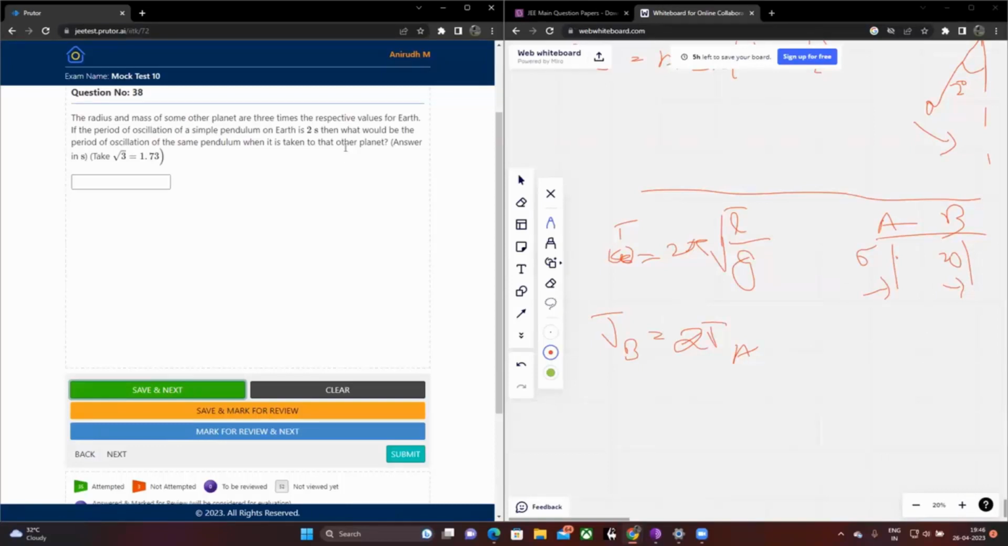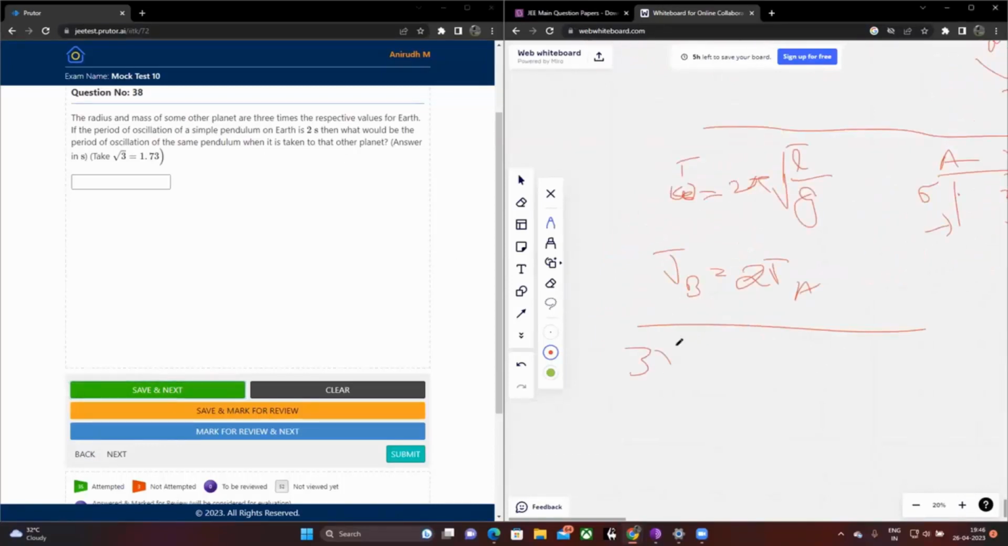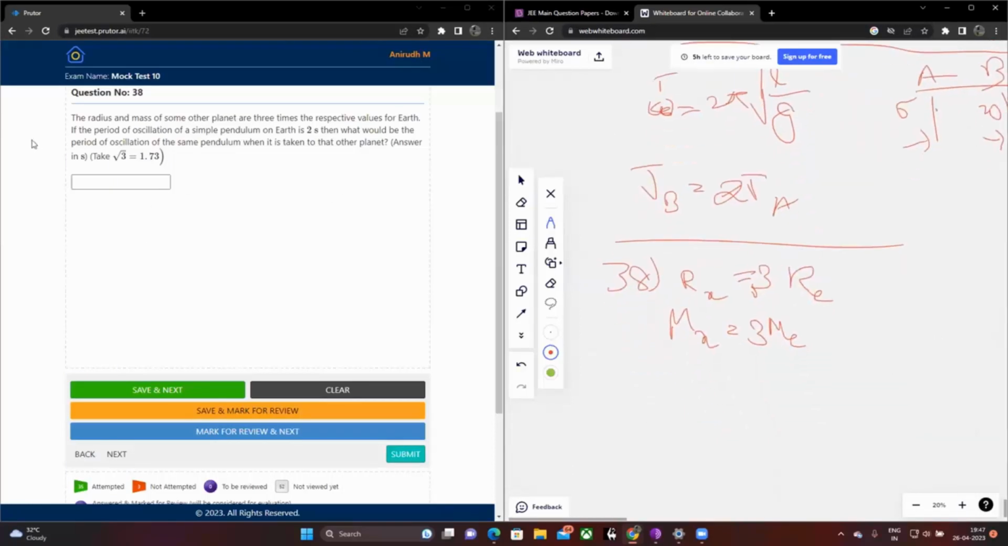Next, the radius and mass of some other planet are 3 times the respective values of Earth. So Rx is 3 Re, and Mx is 3 Me. The period of oscillation of a simple pendulum on the Earth is 2 seconds. Then what is the period of oscillation of the same pendulum when it's taken to that other planet? So T is 2 pi root L by G.